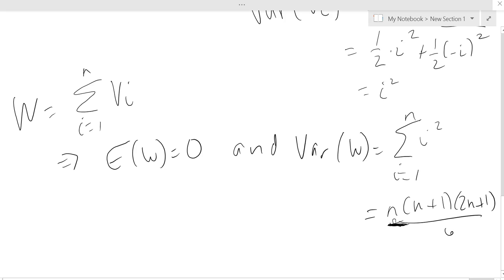So if you calculate the sum, you take the sum and divide it by the square root of the variance there, and you get a z-score. And you can do basically a hypothesis test that way.